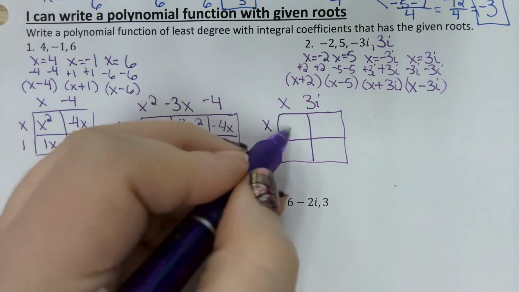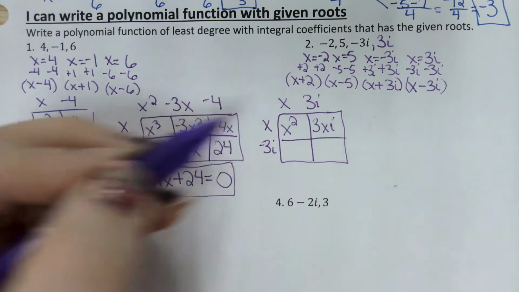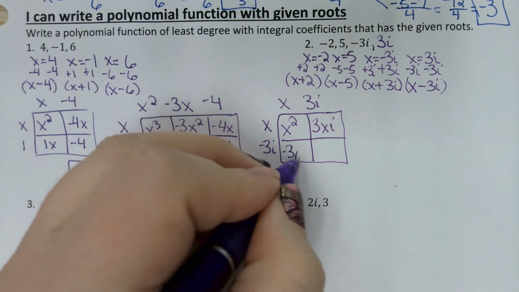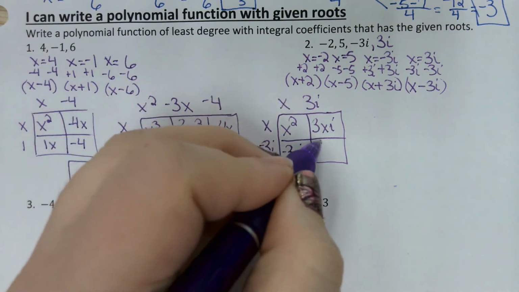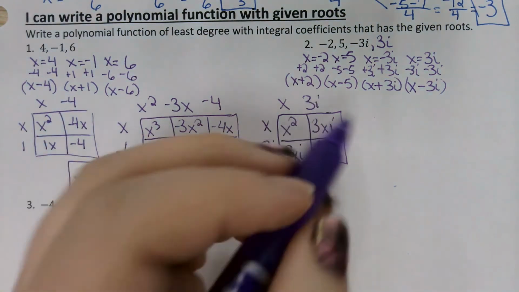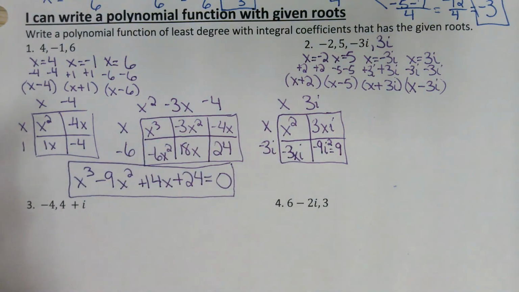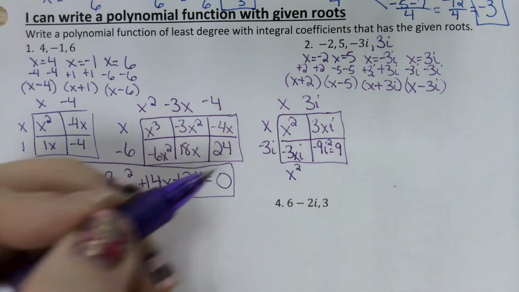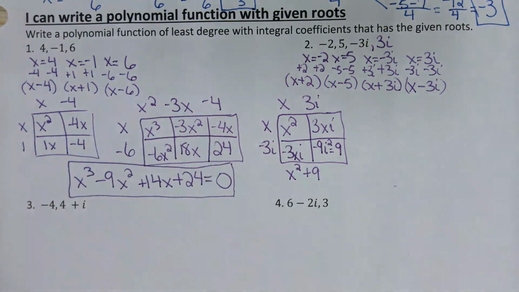x times x, x squared. X times 3i, 3xi. X times negative 3i, negative 3xi. And then 3i times negative 3i is negative 9i squared. We know that i squared always equals negative 1, so really this equals positive 9. So that factor is actually x squared. These guys cancel out, plus 9.